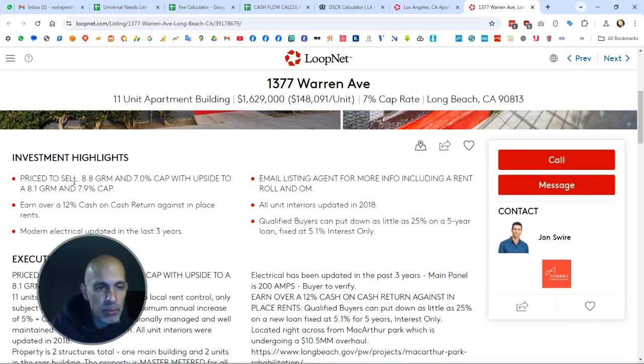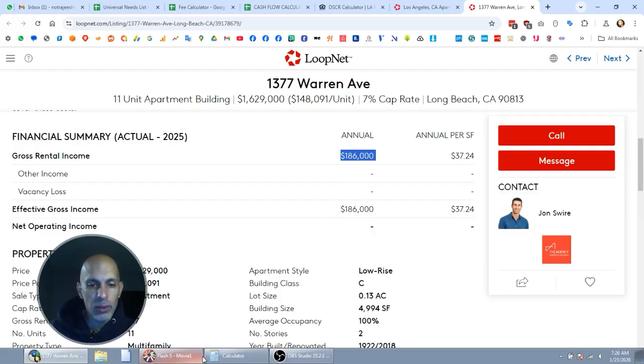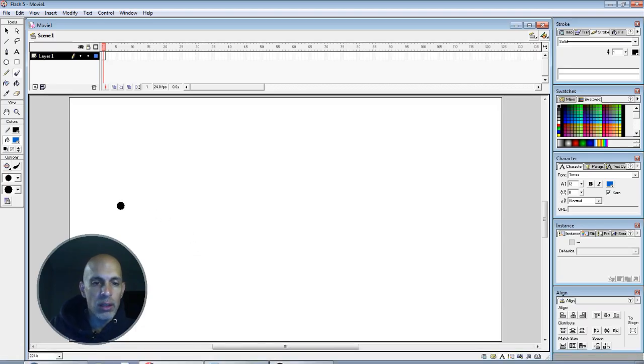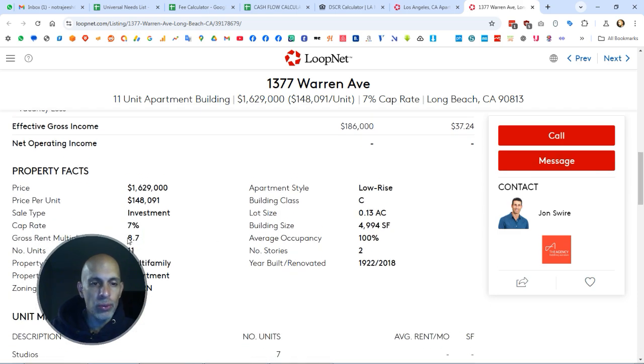Okay, so it's priced at an 8.8 GRM and a 7% cap rate. Let's see if they actually put that in dollars for us. And they do. They don't show the net operating income, but I will show you how to figure that out. They're saying gross rental income is 186. So let's go ahead and do the math here. First we'll backwards engineer this 186 number so that we can connect it to the gross rent multiplier, and then we'll connect it to the cap rate.